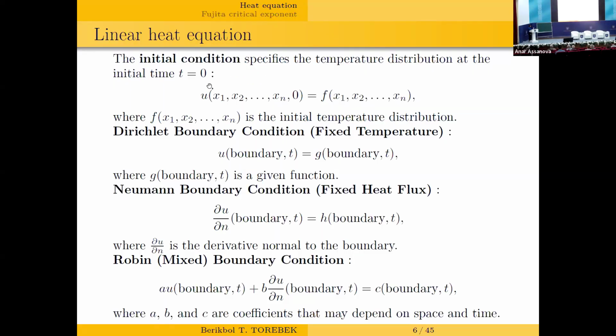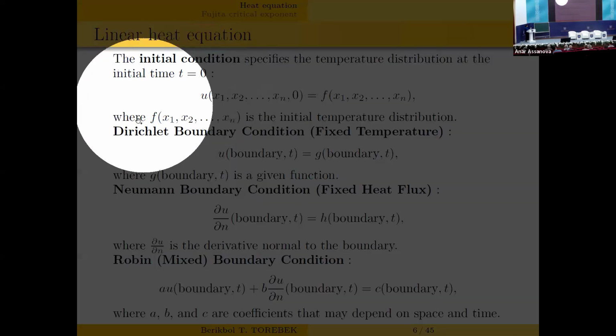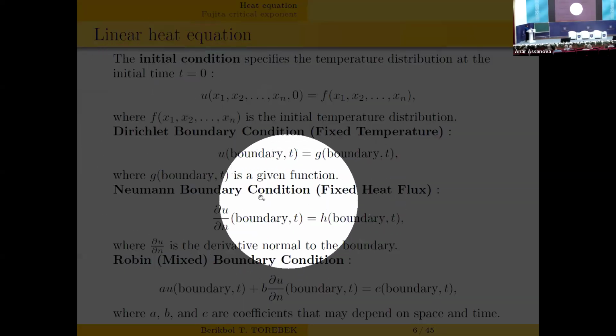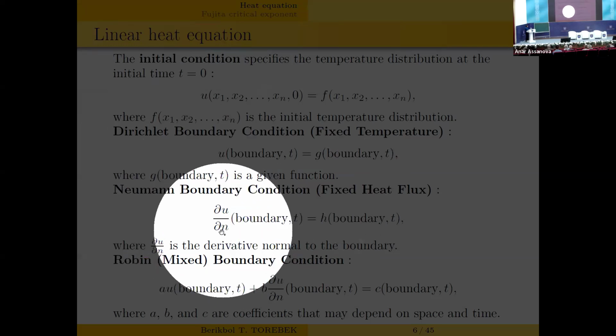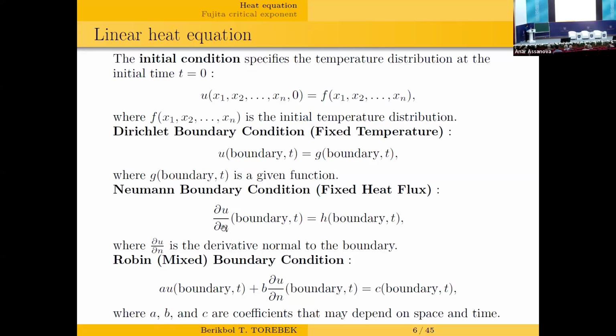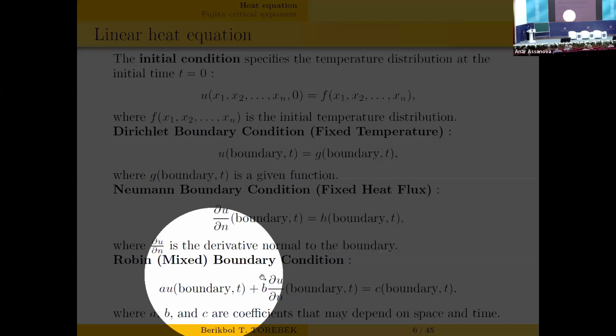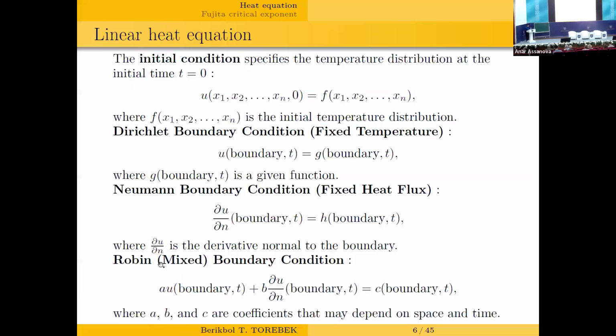And also, if you consider it on a bounded domain or some exterior domain, you should put boundary conditions. For example, this is the Dirichlet boundary condition, Neumann boundary condition here, where this is the normal derivative on the boundary. And also, we have mixed boundary conditions, sometimes called Robin boundary conditions.